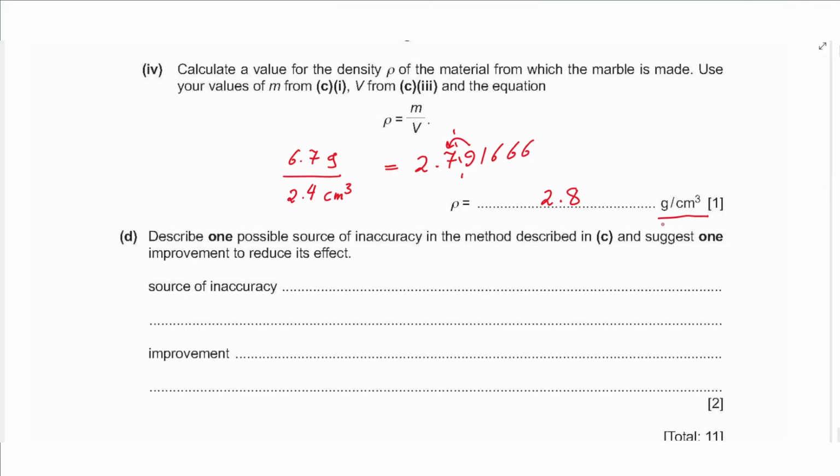Question D says, describe one possible source of inaccuracy in the method described in C and suggest one improvement to reduce its effect. One source of inaccuracy could be the apparatus itself. Maybe the measuring cylinder is not accurate enough, so it has a precision limit. Maybe the measuring cylinder is too wide, and we need a narrower cylinder to get more precision or more accuracy. So this is one reason. The measuring cylinder is too wide, and the improvement is to use a narrower cylinder.